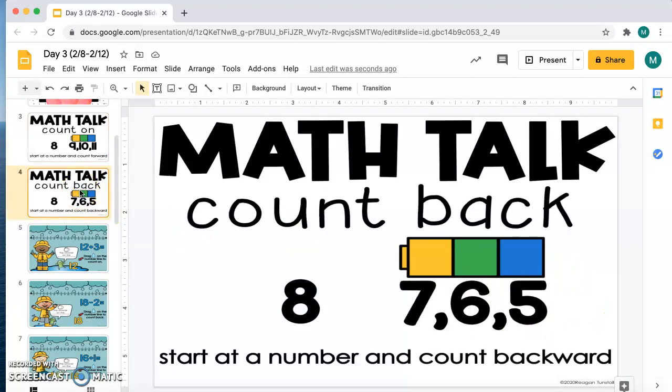So if we're counting backwards, we're going to do the same thing. We're just going to go backwards. So if we're doing 8 take away 3, we would do 8, 7, 6, 5. We would take away 3, and then 5 would be our answer, okay?